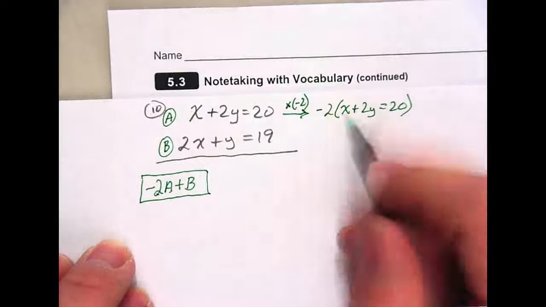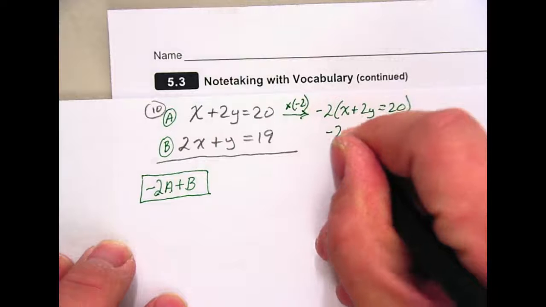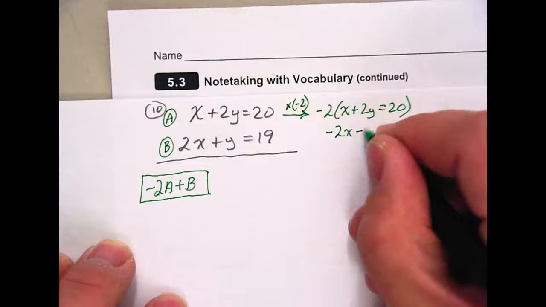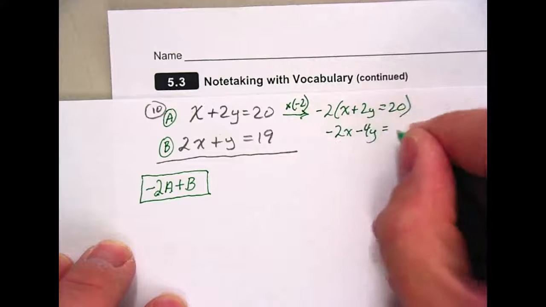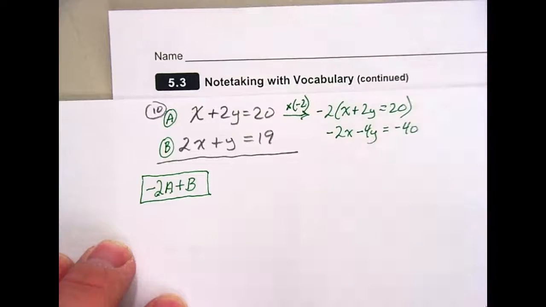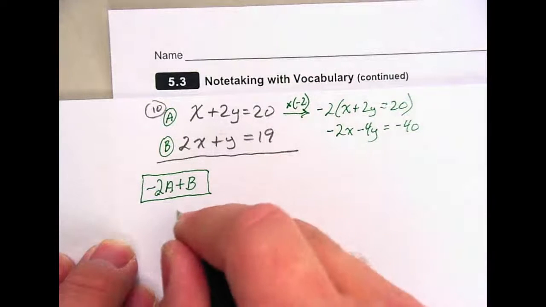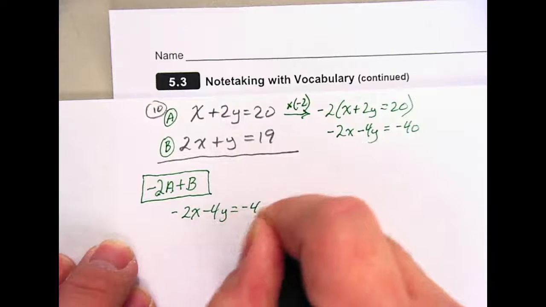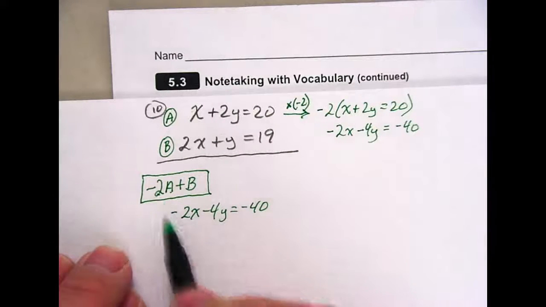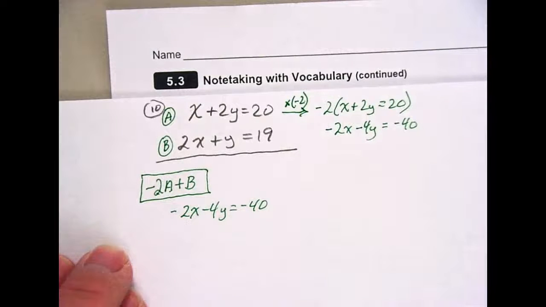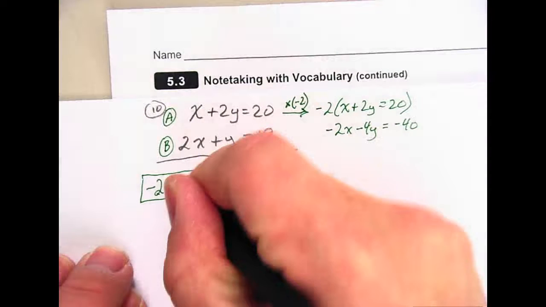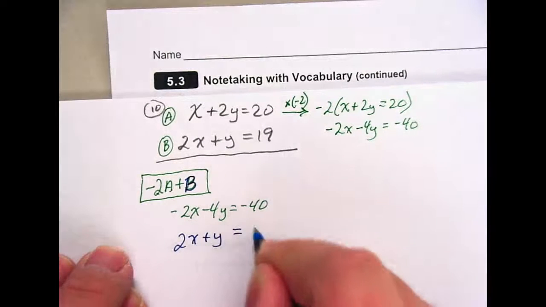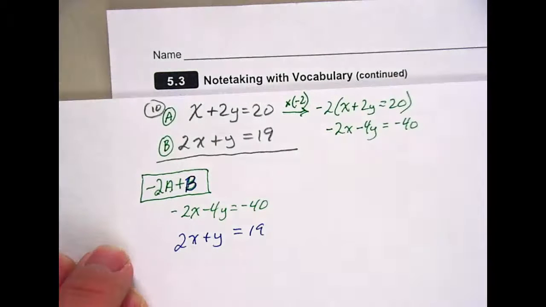Okay, well, -2 times x is -2x, -2 times 2y is -4y, and -2 times 20 is -40. All right. So I now have -2x minus 4y equals -40. Okay, there's my 2a. Now I'm going to add it to b. So if I take my b here, that's 2x plus y equals 19, so I'm just taking equation B. I put those two things together.